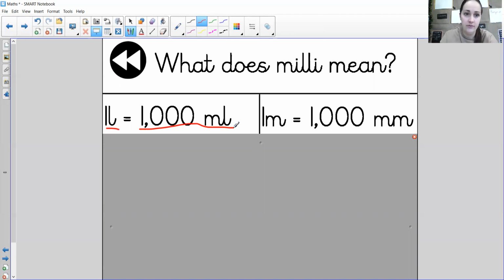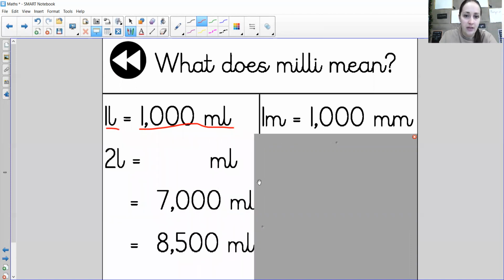Okay, I'm going to look at this side first of all. So I want you to pause the video. I want to have a go at working these ones out here. So if 1 litre is 1,000 millilitres, what's 2 litres? What's 7,000 millilitres? And what's 8,500? Okay.